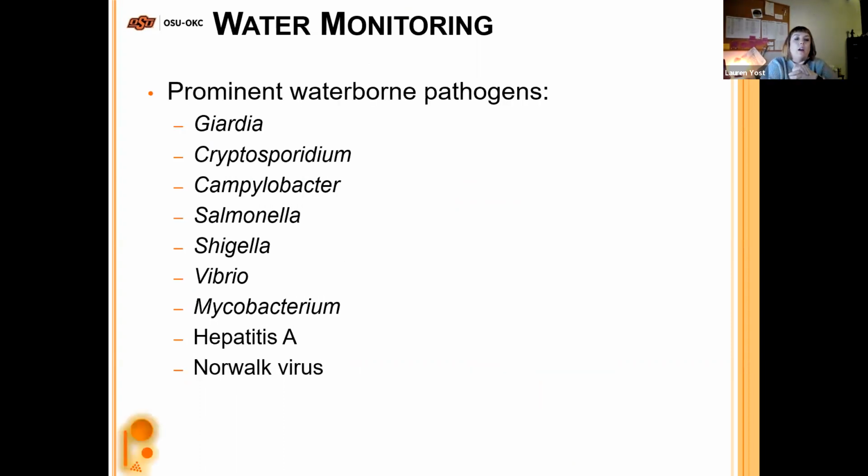We want to monitor for these pathogens. This isn't everything, but these are prominent ones that we want to test for. You want to be sure that you have them within acceptable limits. So some of these you can have; you just don't want too much of them. So Giardia, Cryptosporidium, Campylobacter. If you guys haven't heard of a lot of these, then you probably live under a rock. But Giardia is pretty bad. Cryptosporidium. Campylobacter is the number 1 cause of bacterial diarrhea. And we have Salmonella and Shigella, Vibrio, which is like cholera.